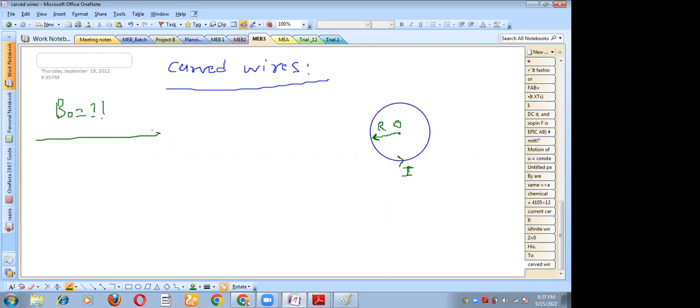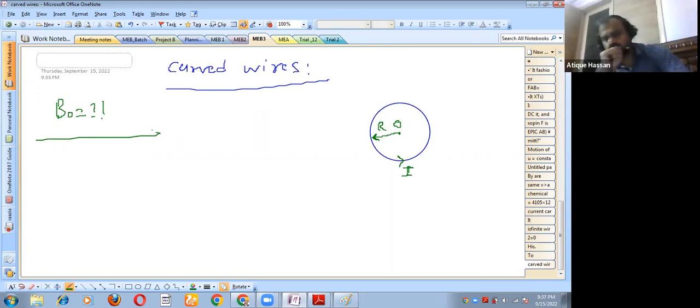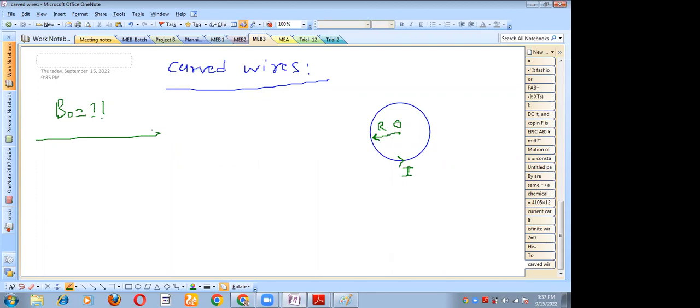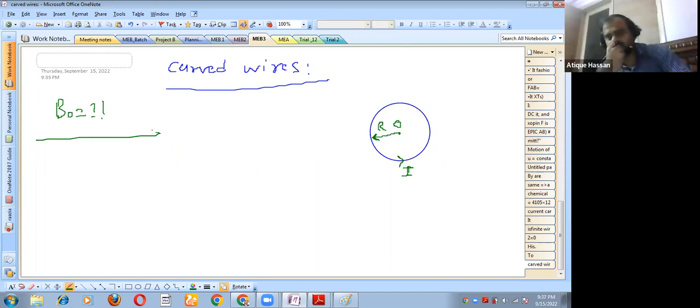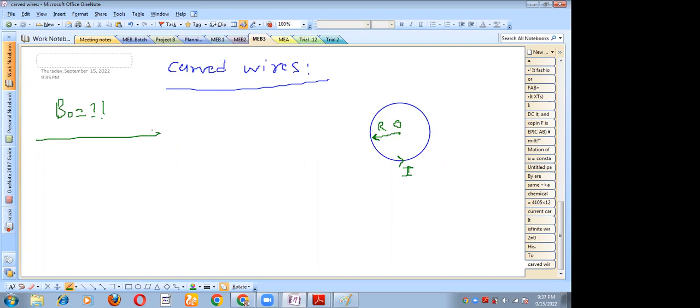So we can draw tangents to the circle, and then I think it will be zero, right? Why is it zero? Because the magnetic field at each and every point will be opposite, on the opposite sides, and will cancel each other. And the net will be zero at the center.